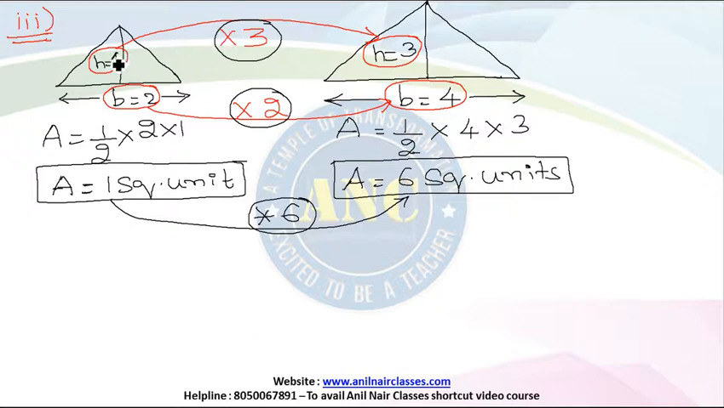Sir, instead of height 1 here, let me keep height 1 in the first triangle and I will put height equal to 4 in the second triangle. Then the height is becoming 4 times, right? If the height is 4 times and the base is 2 times, area will become 4 into 2, 8 times. That means in that case the area would have been 8 square units. That means height is tripled, base is doubled, area will become triple times of a double. That means 3 into 2 times, which is 6 times.